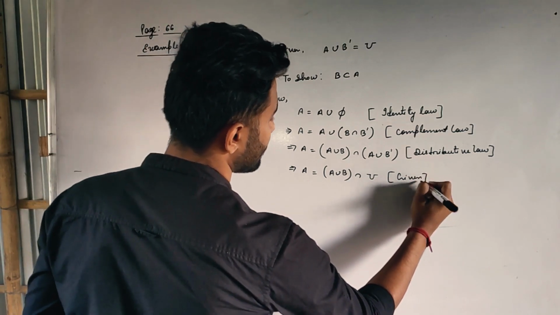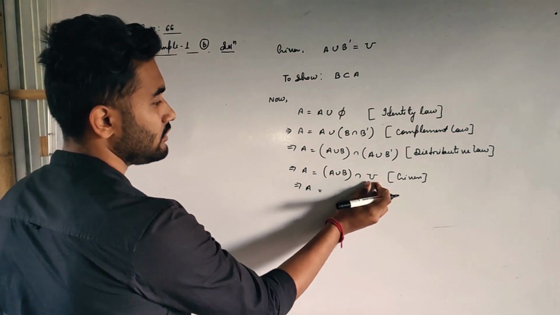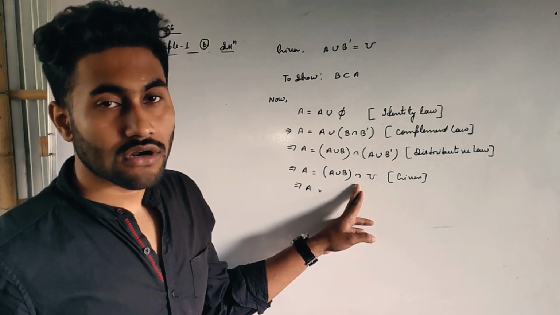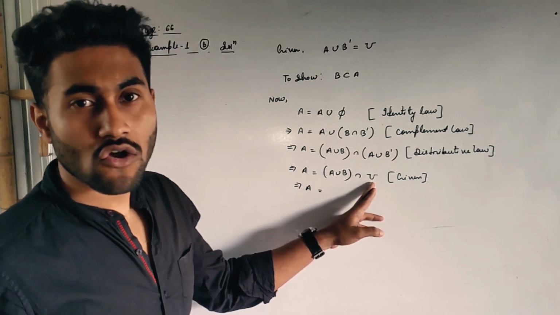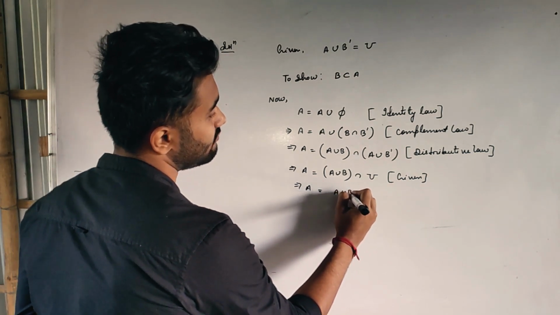So I write here, given. Any set intersected with the universal set, meaning common, the universal set is bigger, so the common part can never be more than the set itself. So we will get the answer as A union B.